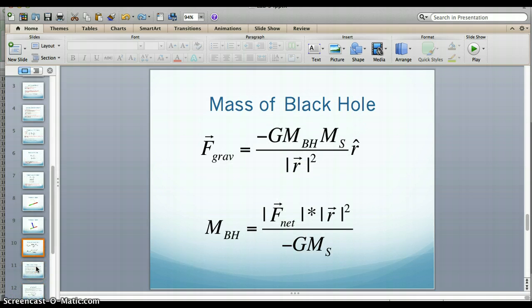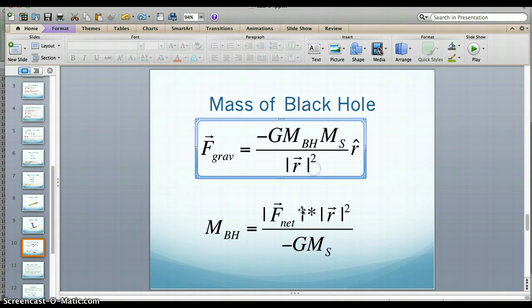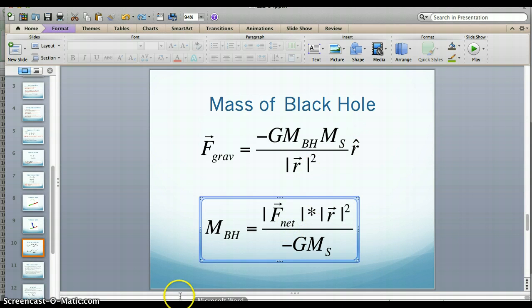So lastly, we want to find the mass of the black hole, which we found using the gravitational force. Since we were told that we could assume that the gravitational force was the only force acting on the star, we could use this and rewrite it as we see here to find the mass, which, as we said earlier, was found to be 3.36 times 10 to the 31st kilograms.